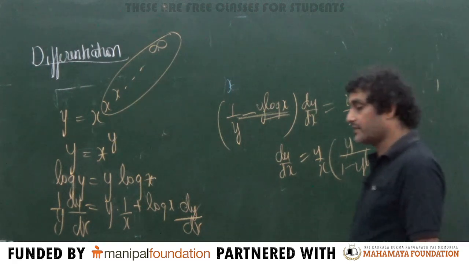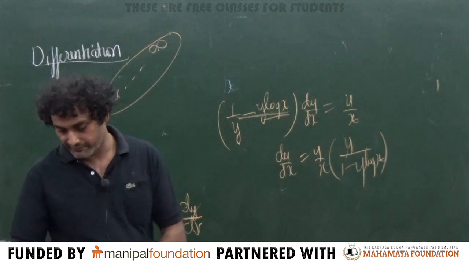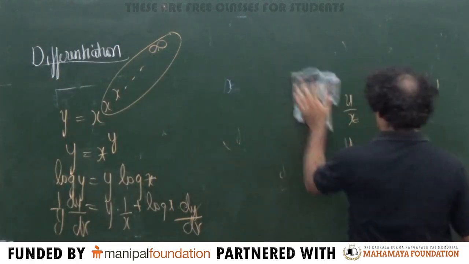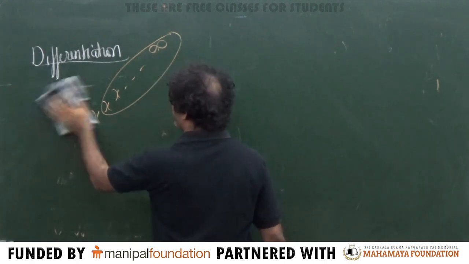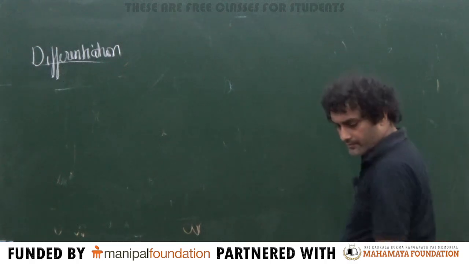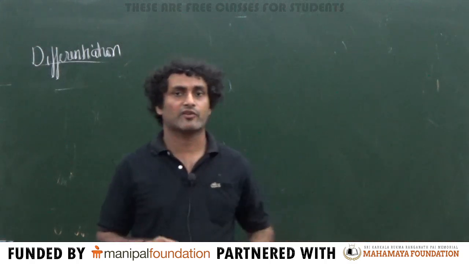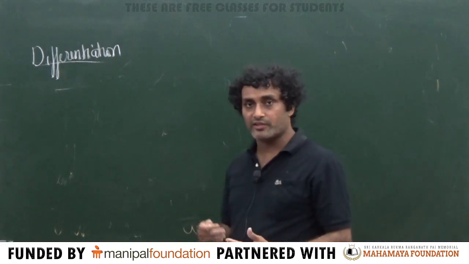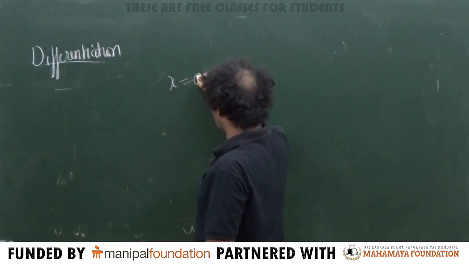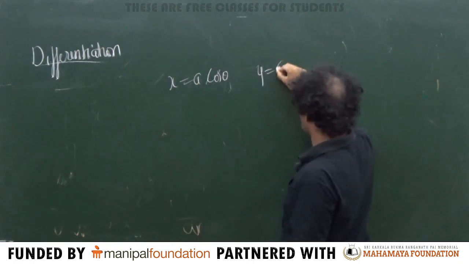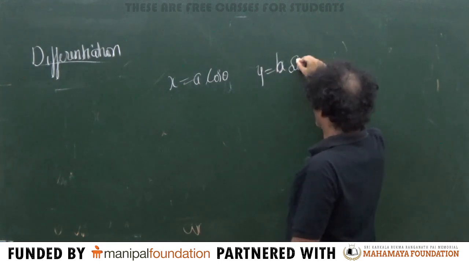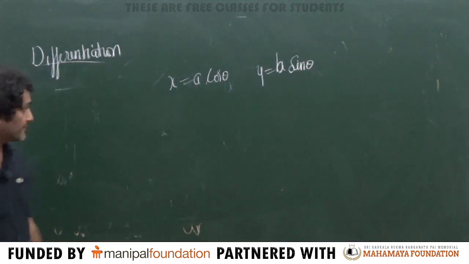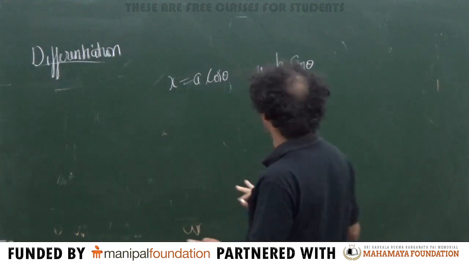What is parametric differentiation? Parametric means parameters. Your coming to college will depend on what? It will depend on how much traffic is there, how early you woke up, or how late you got ready, all that, correct? So you reaching on time depends on all these parameters. So x is a cos theta, y is b sin theta, x and y depend on theta, right? So the parameter is theta.